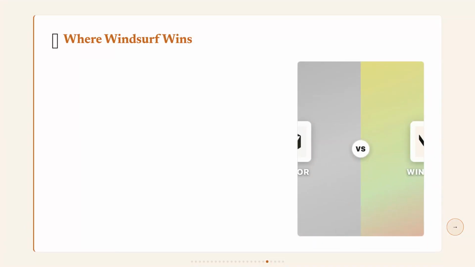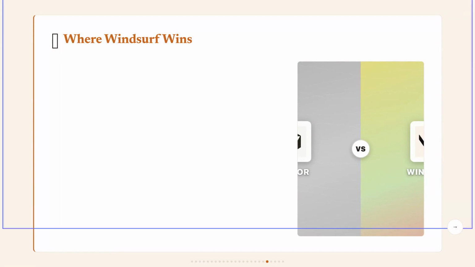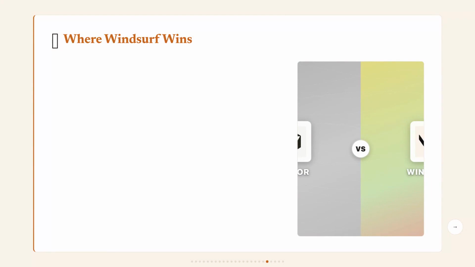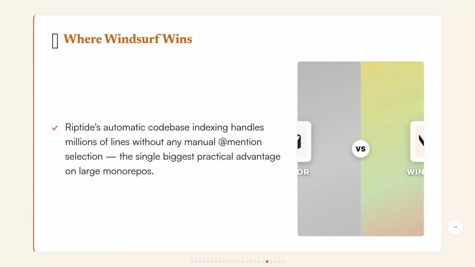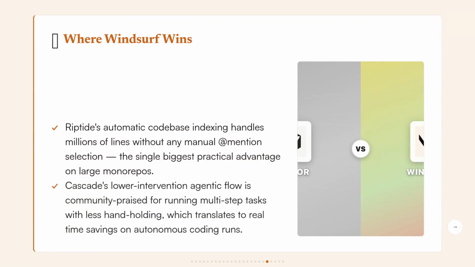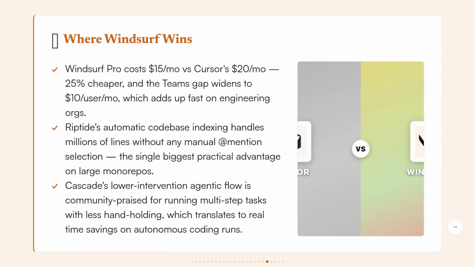Windsurf wins on price at every tier, $15 Pro versus $20, $30 Teams versus $40 per user. Riptide's automatic monorepo indexing handles millions of lines with zero manual file selection. Cascade runs multi-step agentic tasks with less hand-holding. And JetBrains plus browser-based support gives you a wider IDE footprint than Cursor AI publicly matches.